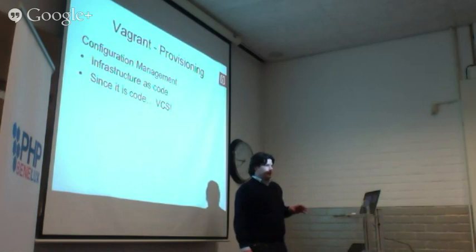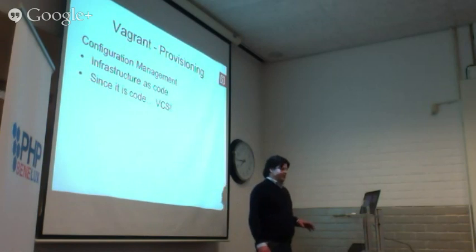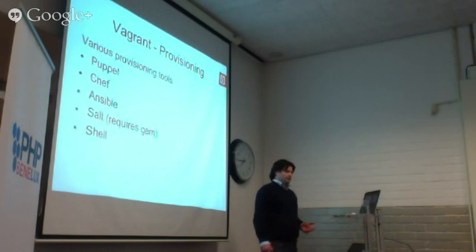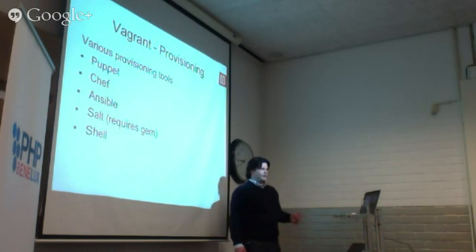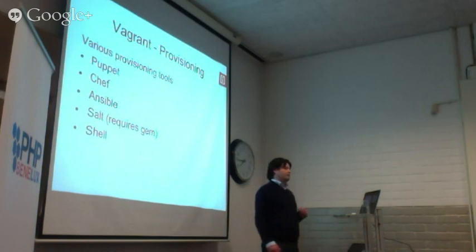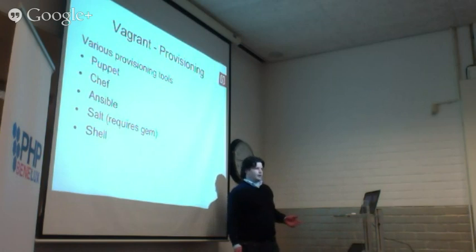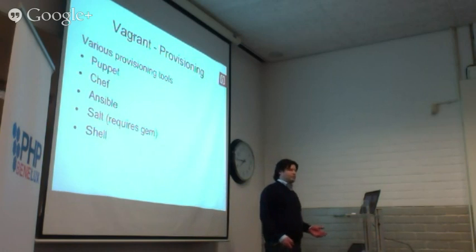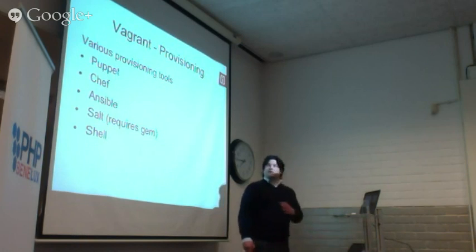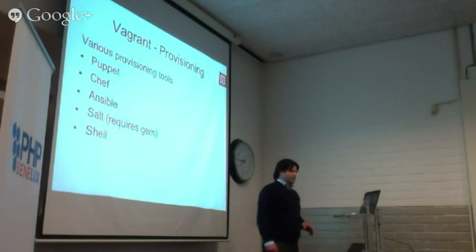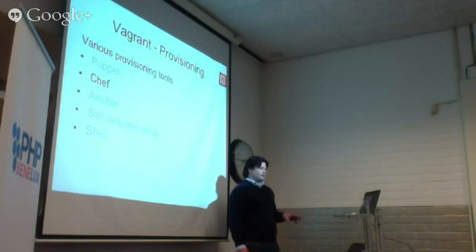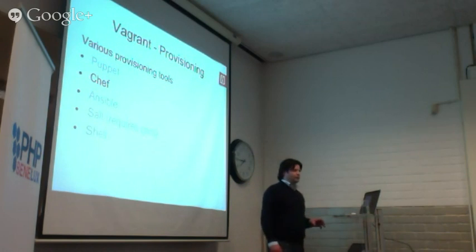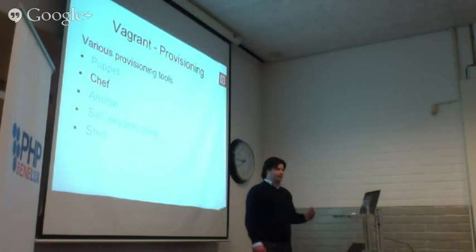So Vagrant actually provides the tools for you to use provisioning. It supports various provisioning tools, for instance, Puppet, Chef, Ansible, Salt. However, that does require the installation of additional Ruby gems. And of course, you can just write custom shell scripts and use those as provisioners as well. Because there are way too many tools to cover in one talk, I'm just going to focus on one, and that's going to be Chef. Chef is a really simple tool that helps you do the provisioning really easily, really fast.